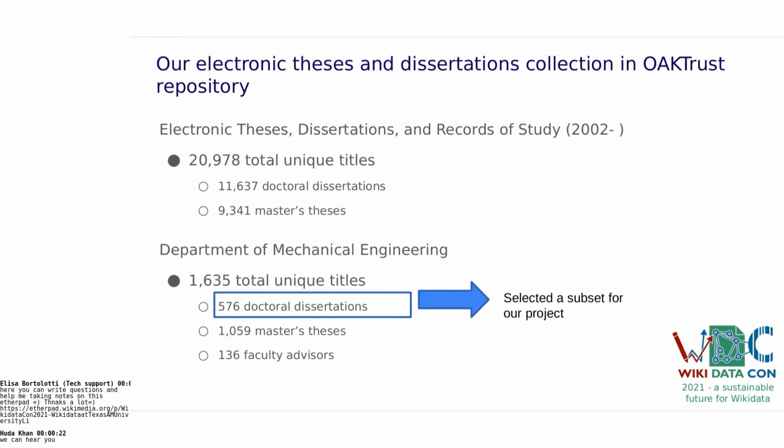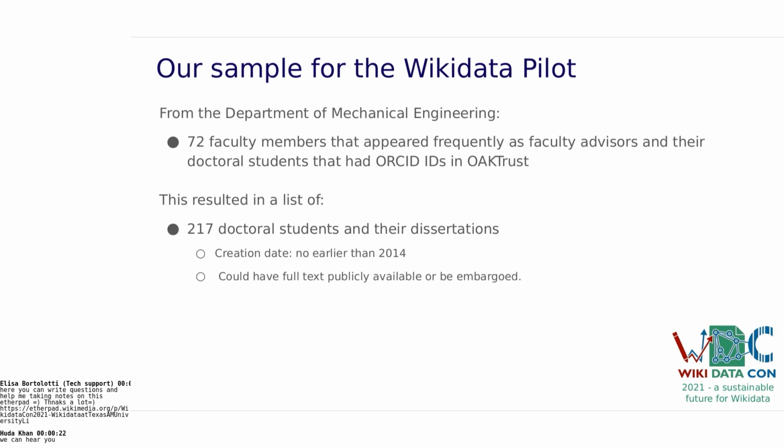So our Oak Trust repository has a large collection of what we call ETDs. We decided to select a subset of the doctoral dissertations in mechanical engineering for our project. And since there were only 5 of us, we had to whittle this down further. So we ended up with 72 faculty members in our sample that appeared frequently as advisors in Oak Trust, as well as their students that had ORCID IDs recorded in Oak Trust.